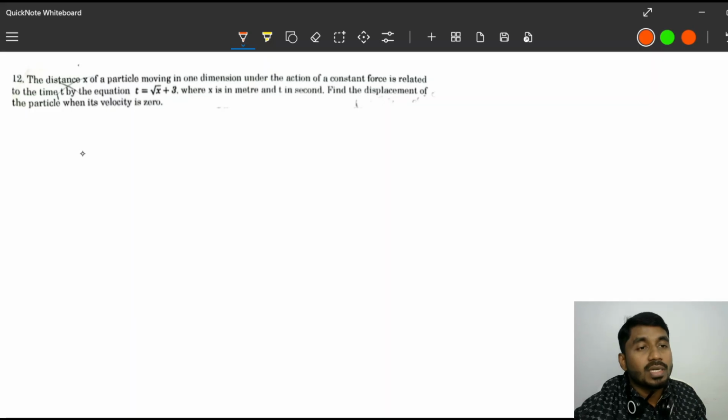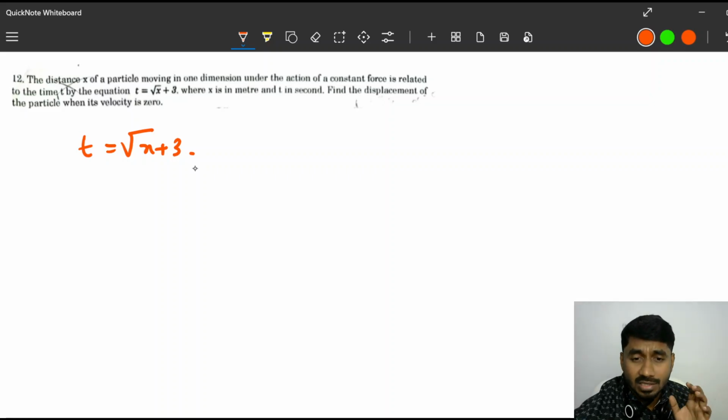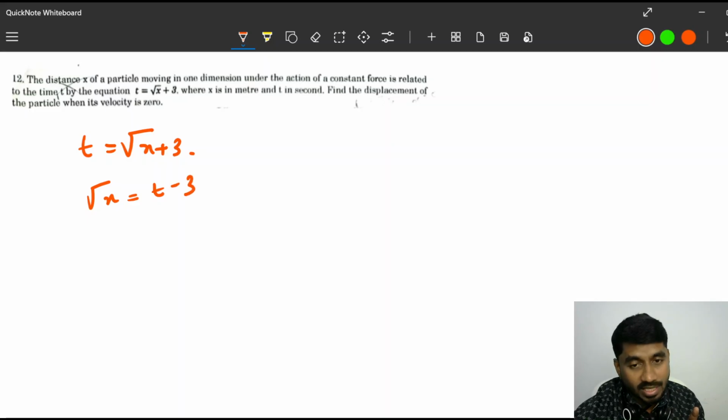The distance of a particle moving in one dimension under the action of a constant force is related to time. So here t is equal to root x plus 3 is given, where x is in meter and t is in second. Find the displacement of the particle. It is a very simple question. Just listen very carefully. Here the equation is given in terms of t. So we need to convert this equation into terms of x. Root x is equal to t minus 3.